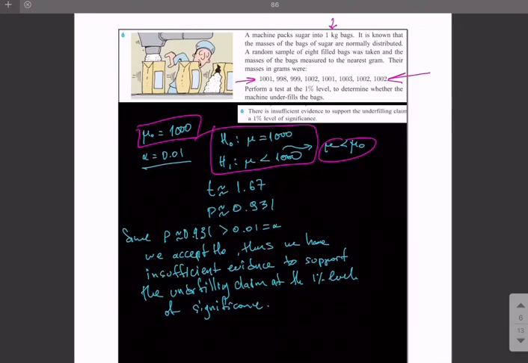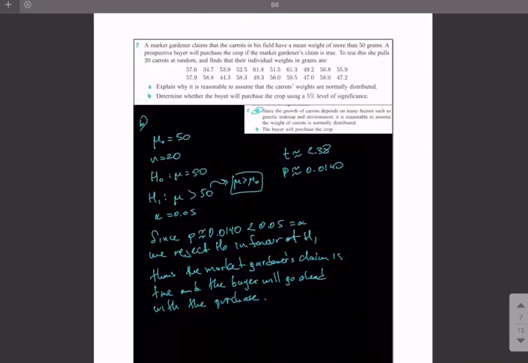So now that you saw how this was done, I round my answers to 3 significant figures and I write my conclusion here that we have insufficient evidence to support the underfilling claim at the 1% level of significance. So that's a good phrase to know: that we have insufficient evidence to support the underfilling claim.